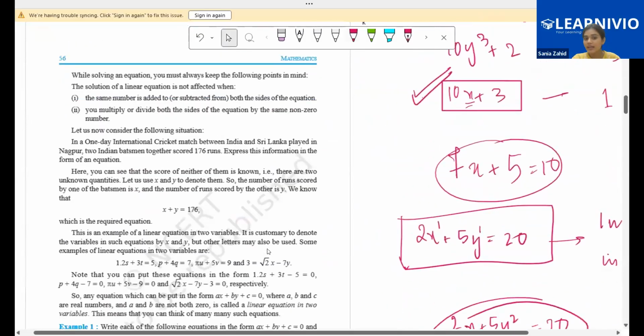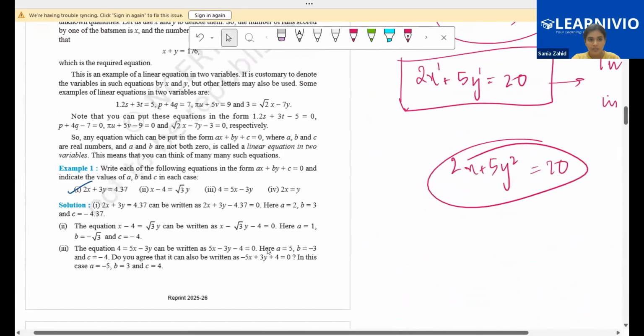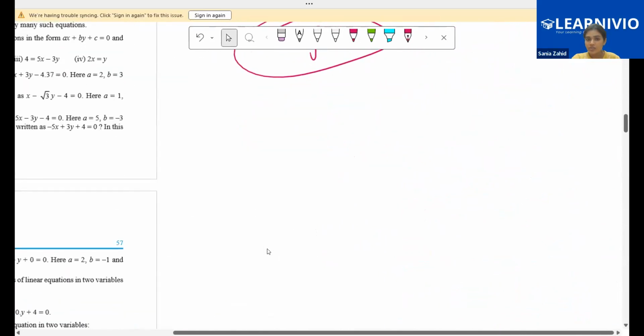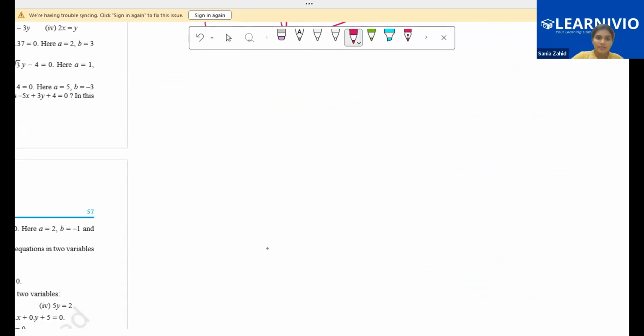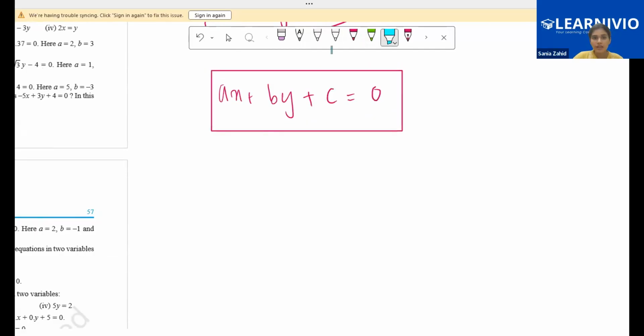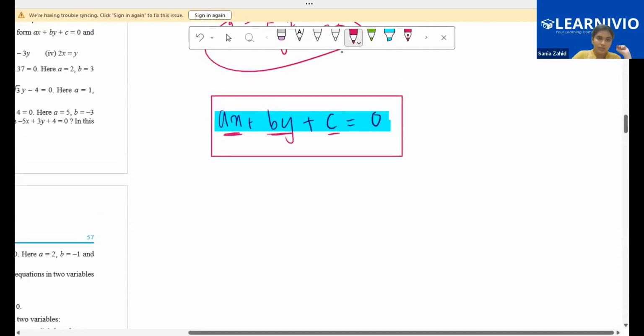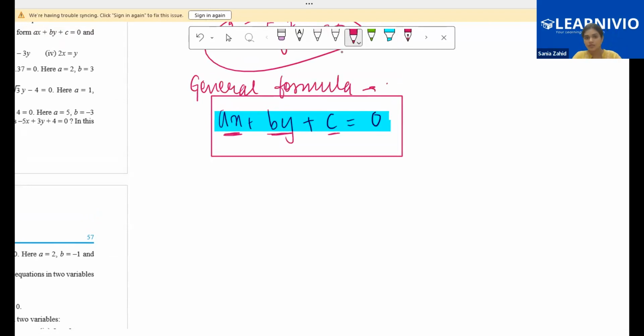Next thing we have is how do we write the linear equations in the general formula. The general formula for writing any linear equation is ax plus by plus c is equal to 0. This is the general formula for writing any linear equation. That means, first of all, how many terms are there? There are three terms. First term, second term, and third term. This is the general formula for writing a linear equation in two variables.